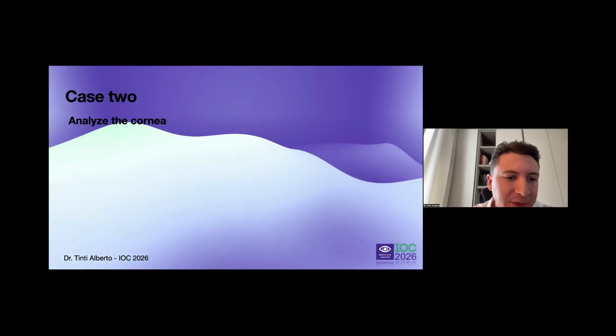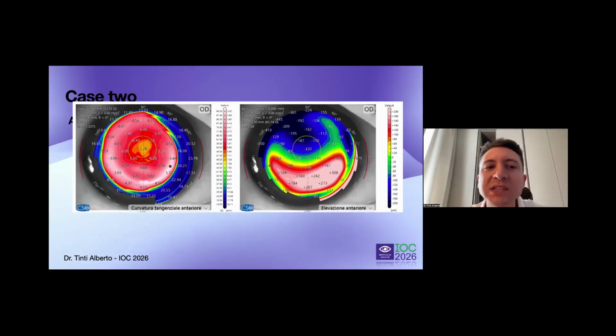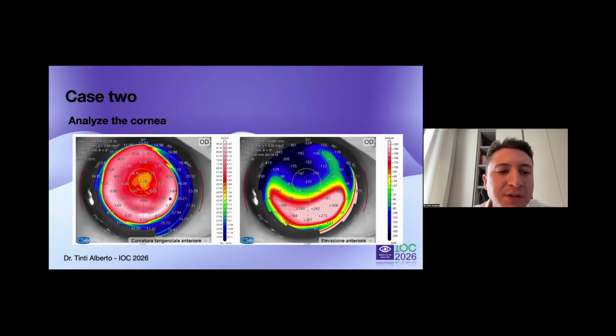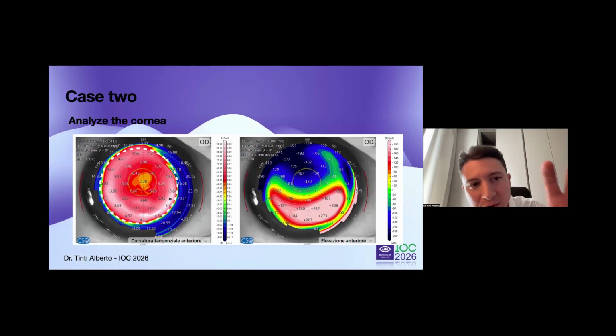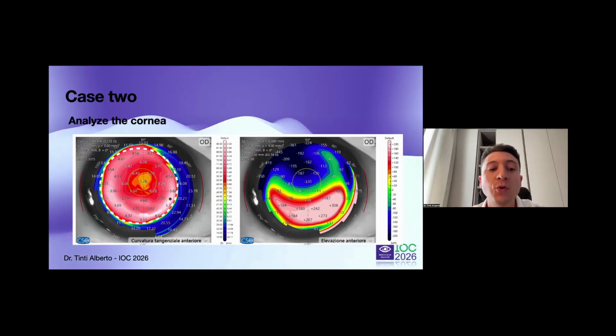So again, let's analyze the cornea just like we did before. First, we use the curvature map. We can clearly see a central red area. And what does it mean? It is indicating a very steep curvature.